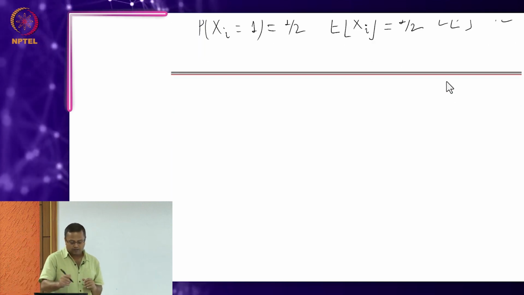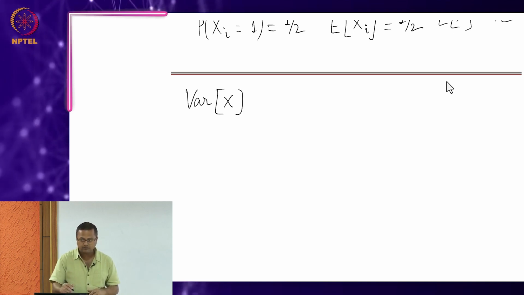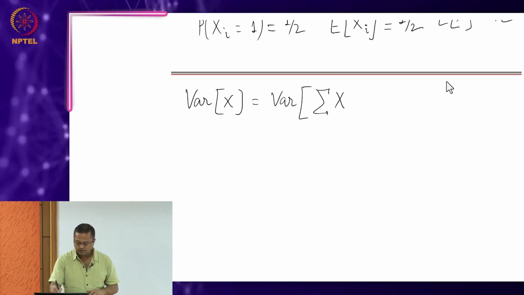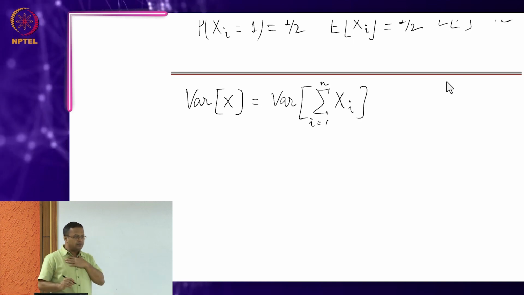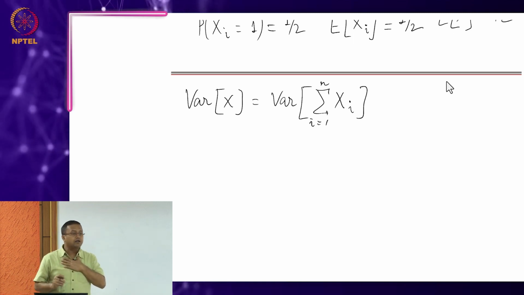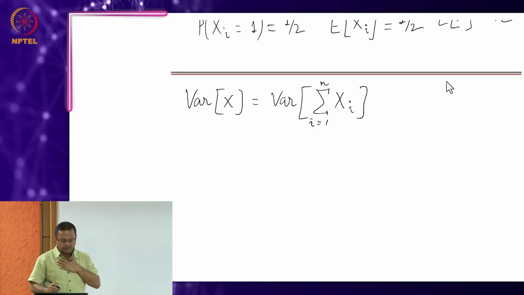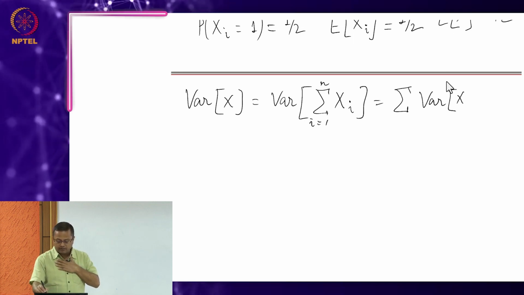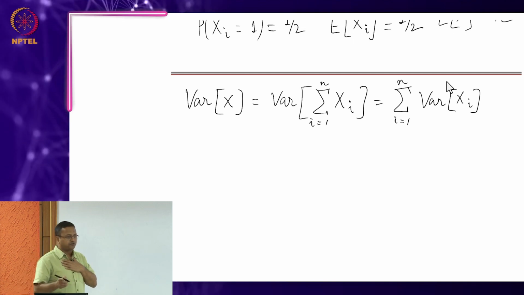Now see, my final goal is to find this variance. But what I know is that the xi's are independent, right? Because successive throws were independent. So, this can be written as the sum of individual variances. So, if I can figure out the variance of xi, I am done.